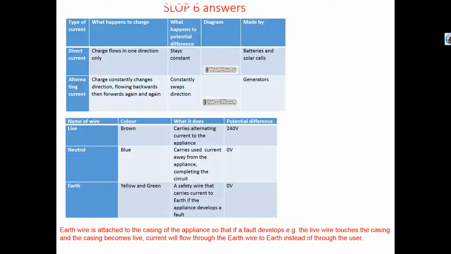Last time we did some SLOP questions on alternating and direct current, the answers of which appear in the table. And we also did some questions on wiring a plug, the live, neutral, and earth wire, and also some questions on the function of the earth wire in a plug in particular and how it protects the user from danger. So jot down your answers, mark your answers from last time, and any that you got wrong, fill in your corrections and have a go at drilling or embedding those answers.